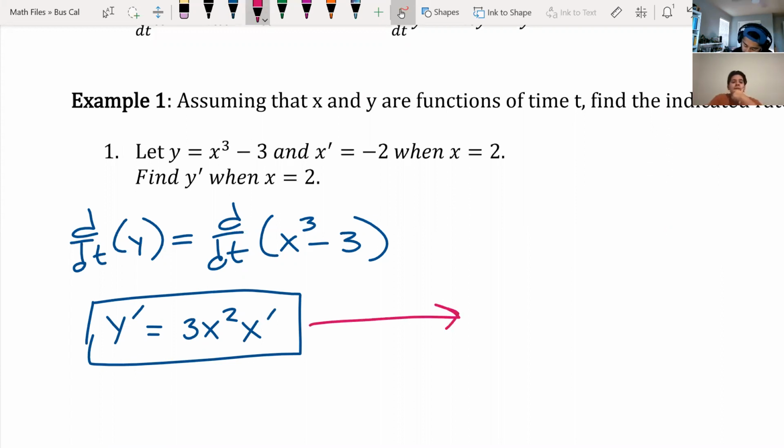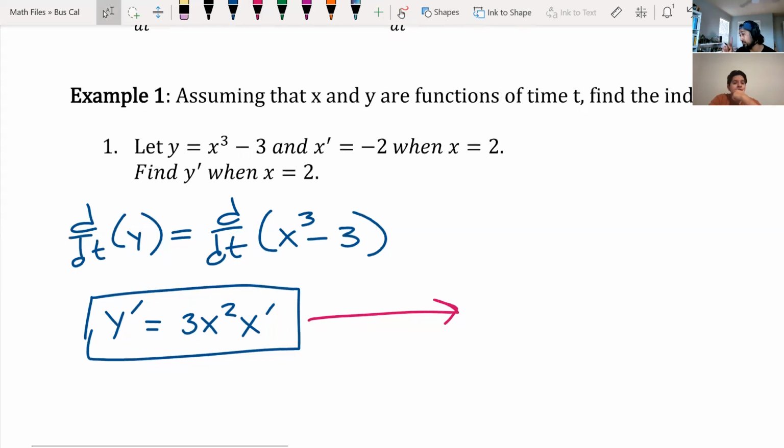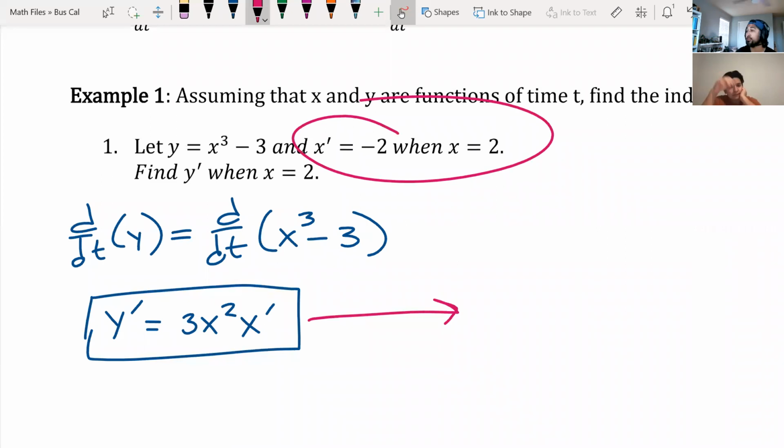Where did the x prime come from? I mean, because I'm reading it and it just says x prime equals -2 when x equals 2. That's coming up next. So those are the given values. So remember, we just found the implicit derivative, but now we're going to evaluate it given these values.